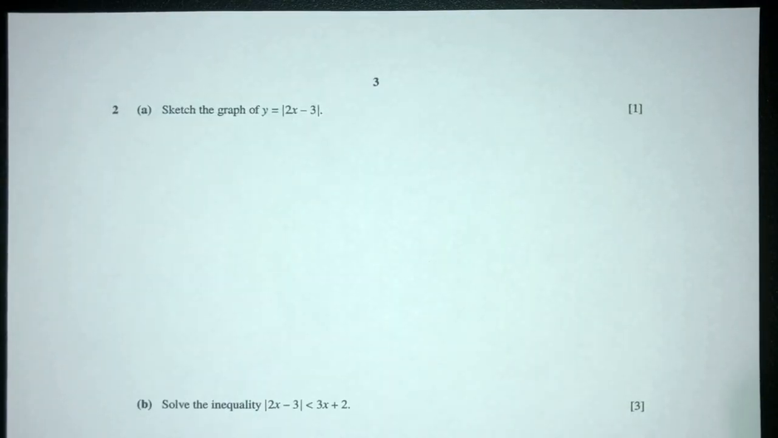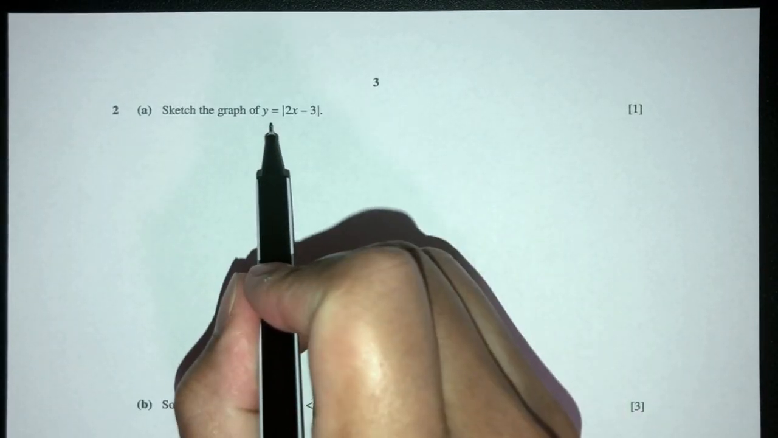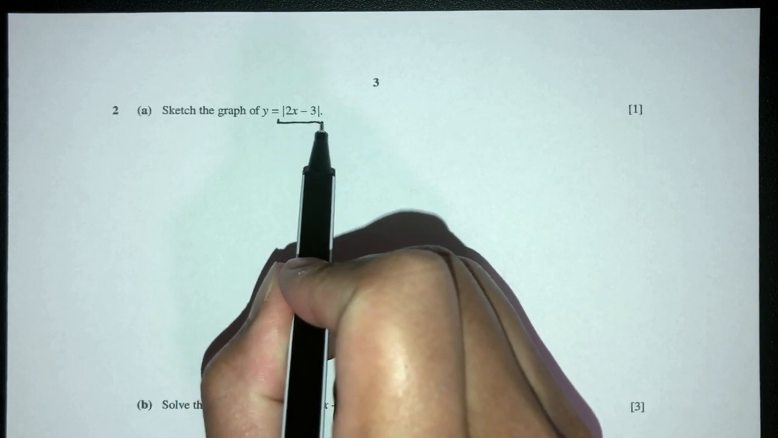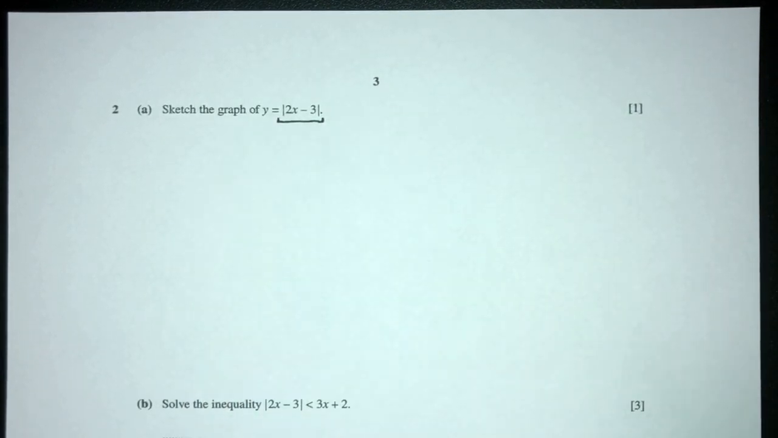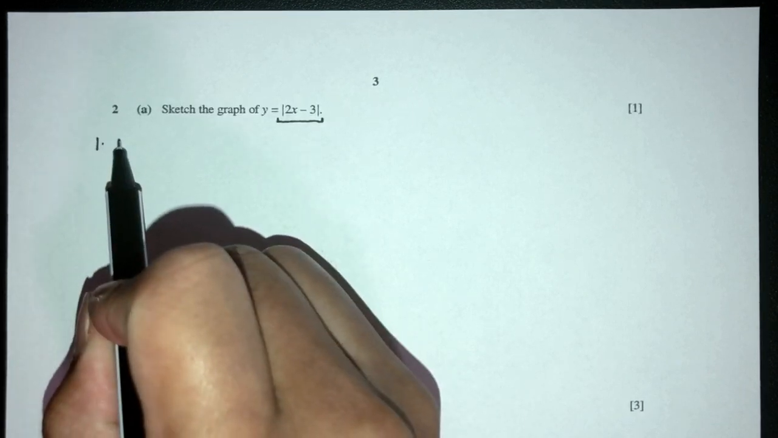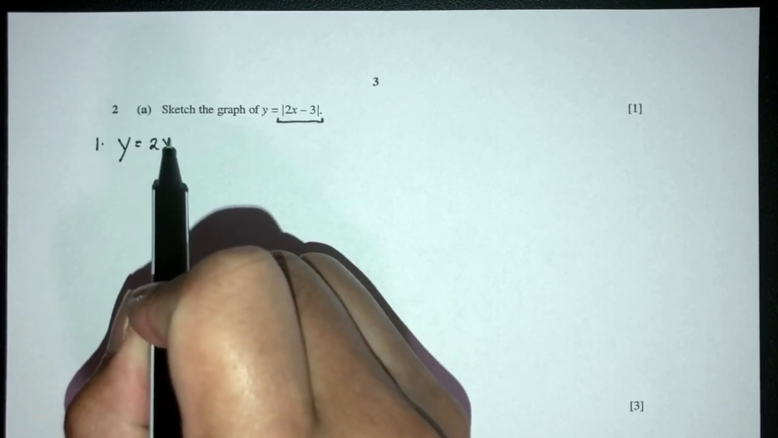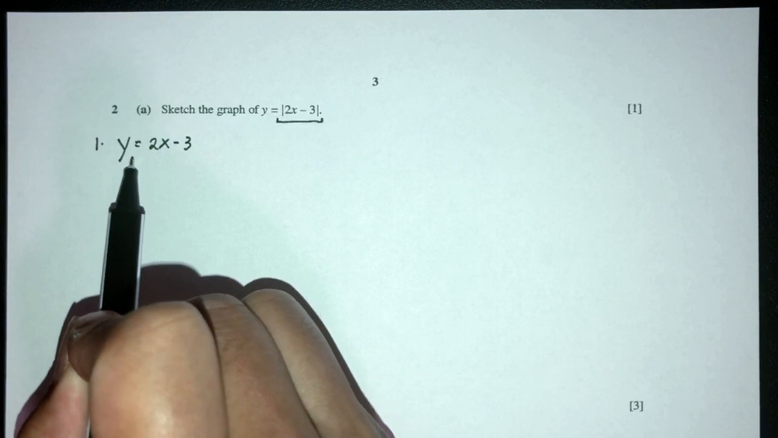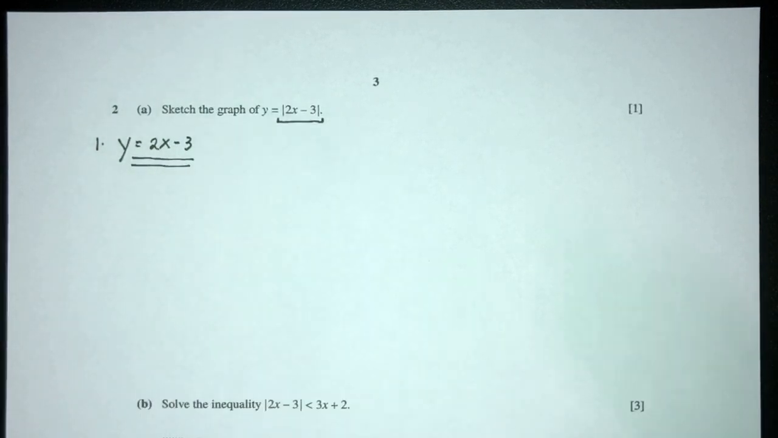Now let's move on to question number 2. So here we have to sketch the graph of y equal to modulus of 2x minus 3. So first thing first, how do you sketch a modulus graph? Well, let's pretend we don't have modulus: y equal to 2x minus 3. Now we all know this is a straight line. So how would you sketch a straight line? We have to have 2 passing points.